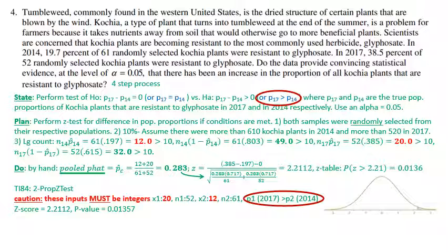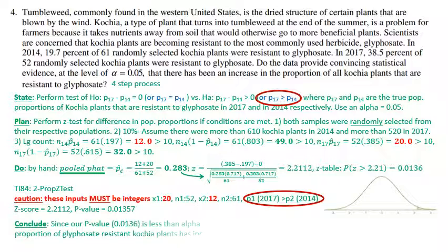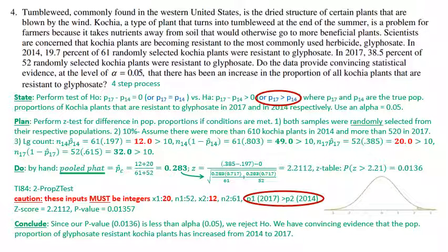All right, so the conclusion now. Remember, our conclusion always has 3 parts. In a hypothesis test, we compare our p-value to our alpha. So our p-value is less than alpha. It's not a good idea to include the actual values there. Therefore, we're going to reject H naught. And then we have convincing evidence that the population proportion of herbicide-resistant Kochia plants has increased.